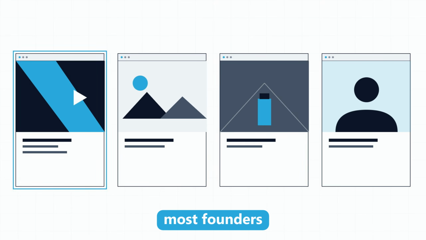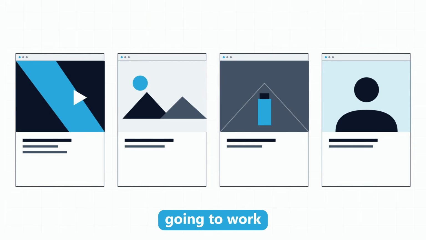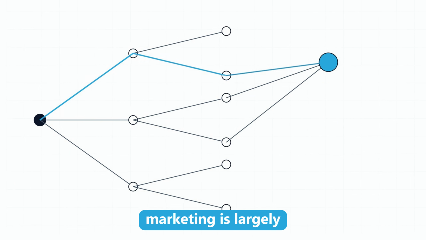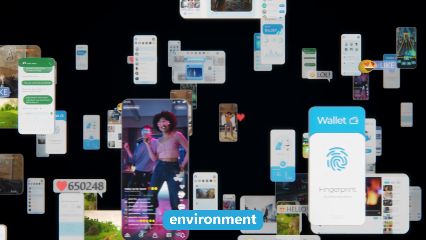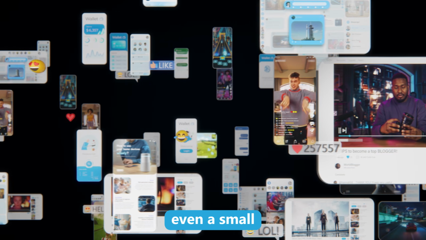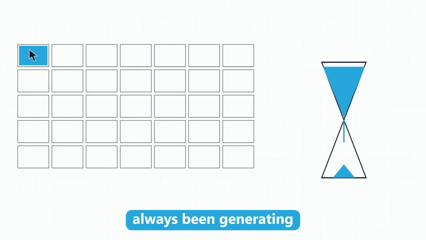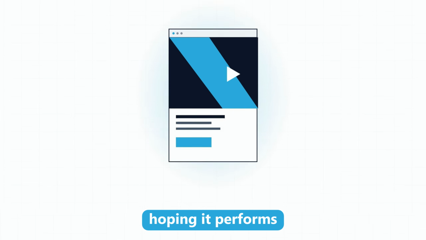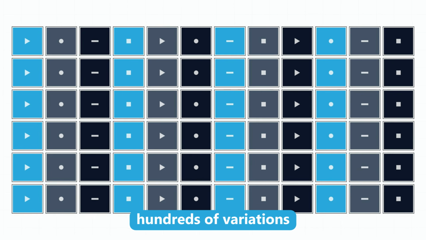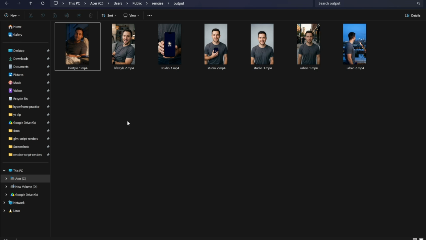While that's running, it's worth talking about why this approach is useful in the first place. Most founders don't actually know which ad is going to work. The reality is that performance marketing is largely an optimization problem. Sometimes the winning creative is the one with the strongest hook. Sometimes it's the environment. Sometimes it's the pacing, the presenter, or even a small change in framing. The challenge has always been generating enough variations to discover those winners without spending weeks editing content. That's why Renoise focuses so heavily on batch generation. Instead of producing one ad and hoping it performs, we can generate dozens or even hundreds of variations that explore different creative directions automatically. Now, our generation just finished, so let's take a look at the results.